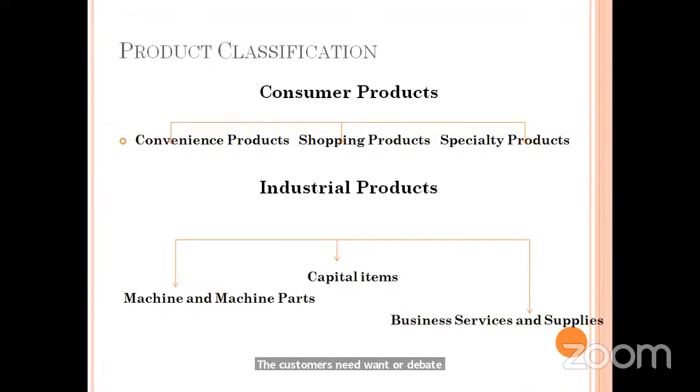Now, we come to the next point, that is the classification of products. There are two different types of products. One is called consumer product, one is called industrial product. Consumer product is further divided into three parts: convenience product, shopping product, specialty product. Whereas industrial product is further divided into three parts: machine and machine parts, capital items, business services and supplies.